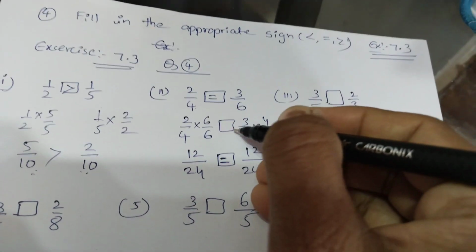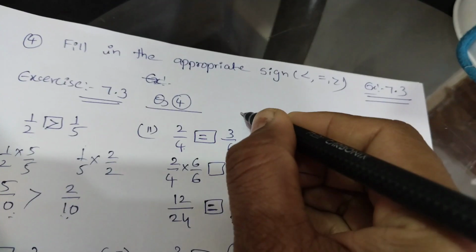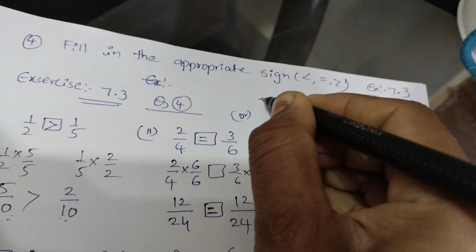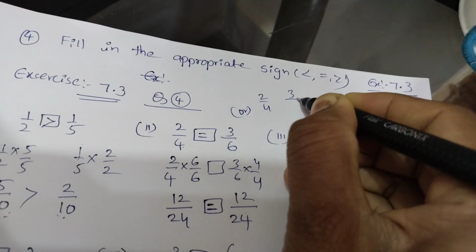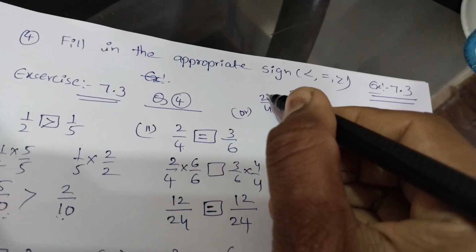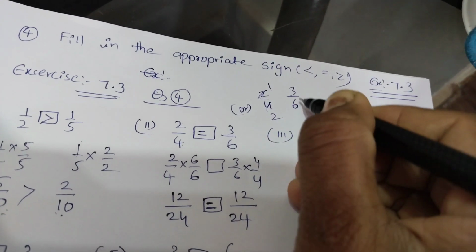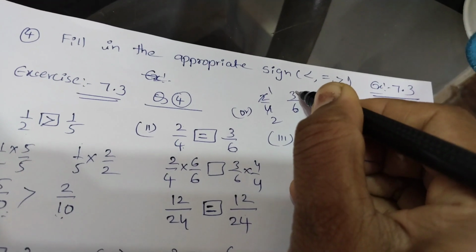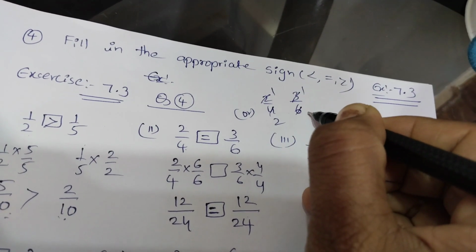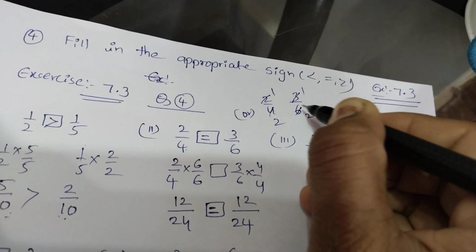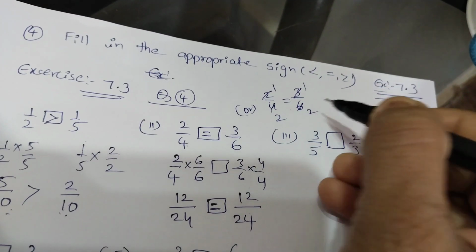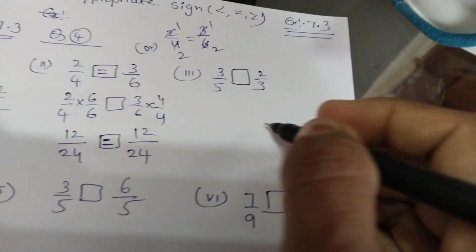This is one method. Another method we can solve like this: 2 by 4, 3 by 6. If we cut 2 by 4 with the 2 table, 2 1s are 2, 2 2s are 4. If we cut 3 by 6 with the 3 table, 3 1s are 3, 3 2s are 6. So 1 by 2 is equal to 1 by 2. Like this we can solve.